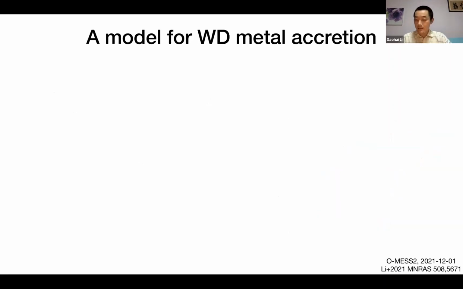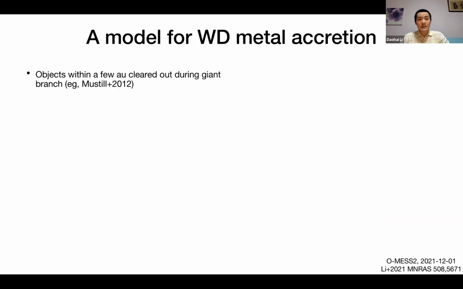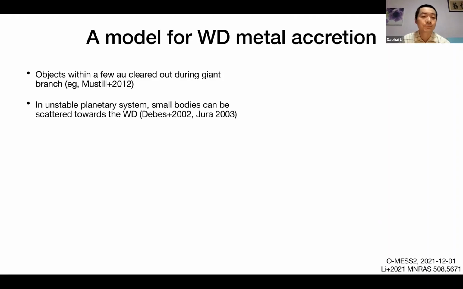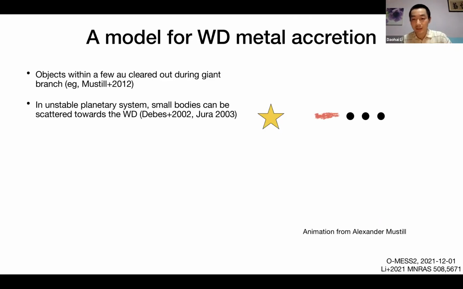So how does the metal accretion occur? Objects within a few AU would have been cleared out during the giant branch. So a model for white dwarf metal accretion is that in unstable planetary systems, small bodies can be scattered towards the white dwarf by planets. We can use a 3-planet system example, and in this system there are 3 planets and a belt of small objects.